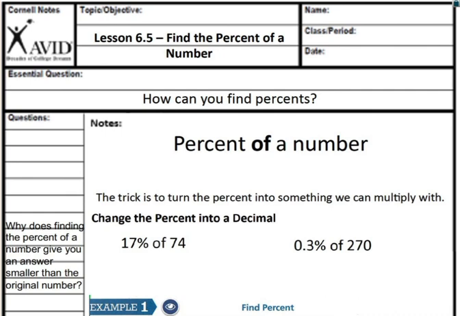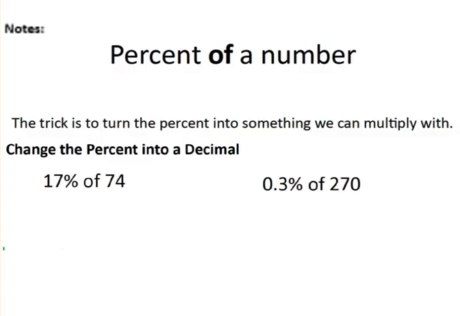Now that we have been working with percents, changing them to decimals, changing them to fractions, kind of moving them back around, now we're ready to start solving some problems with some percents. So our first one is something called percent of a number. So find this page in your notes. And we're going to start with some key vocabulary.